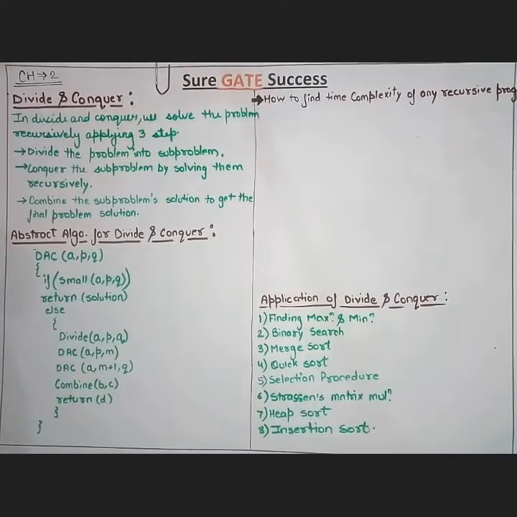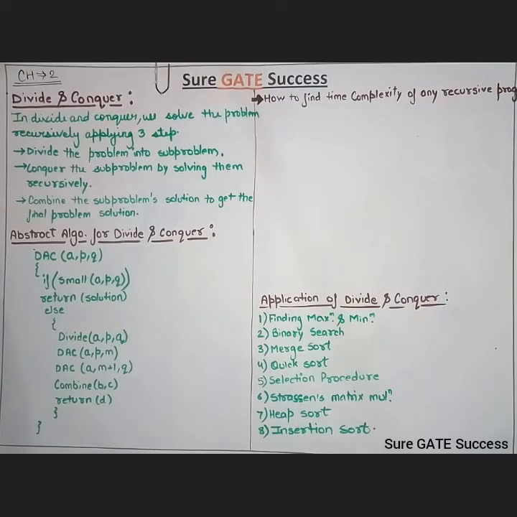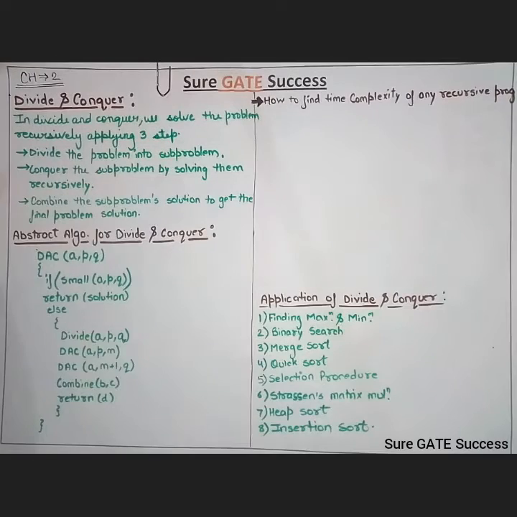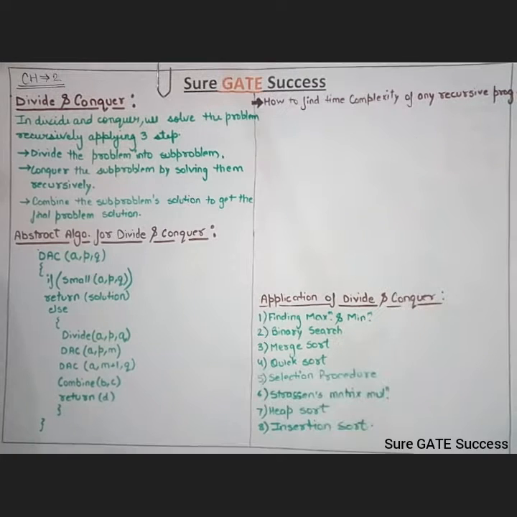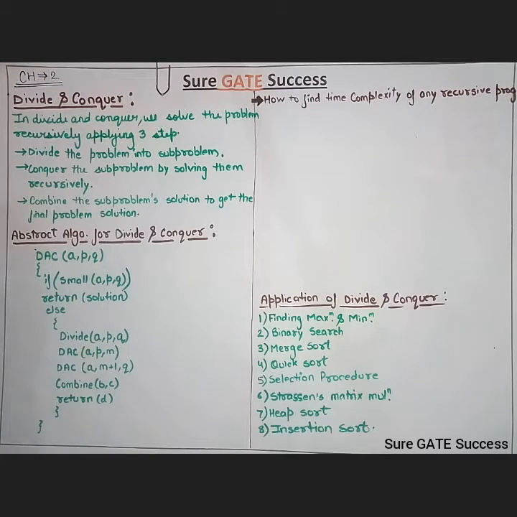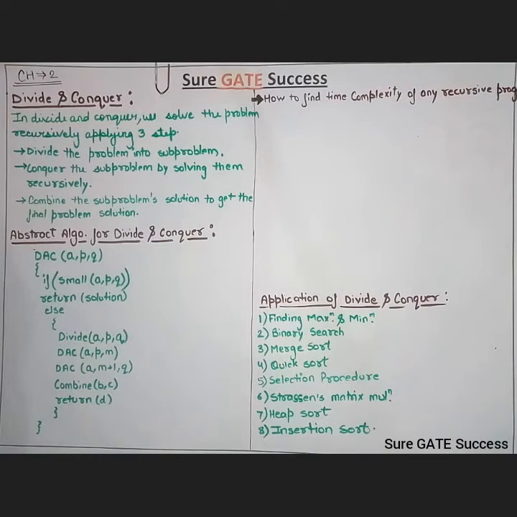This video is on divide and conquer. We have learned about asymptotic analysis and analysis of algorithms. So this is the second chapter. In this chapter we have to study divide and conquer. In this video I will explain the basics of divide and conquer so that we can later easily understand the applications of divide and conquer.